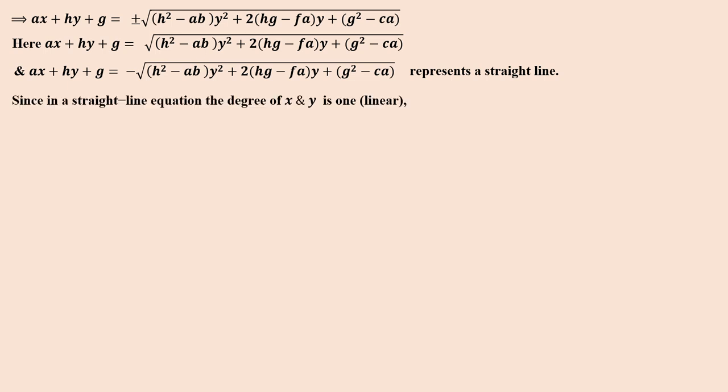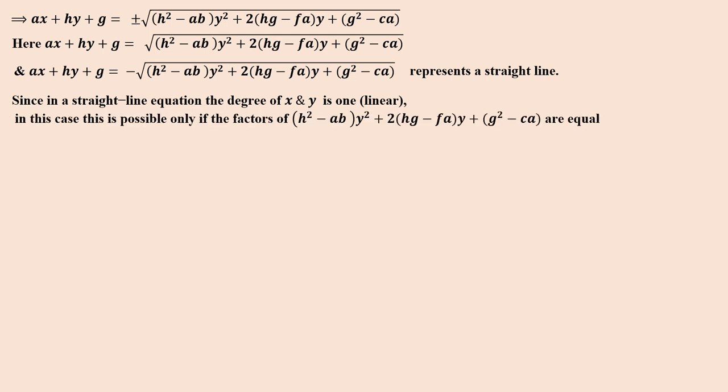Since in a straight line equation the degree of x and y is 1, definitely, right? Linear: any straight line, 2x plus 3y plus 4 equal to 0, x plus y equal to 0, x minus y minus 2 equal to 0. Wherever you are taking the straight line equation, the degree of x and y should be 1, that is linear, correct?